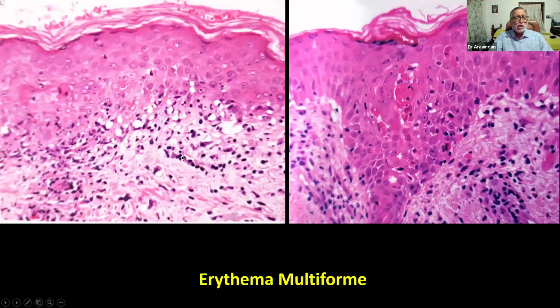Another condition where you can get a lot of vacuolar degeneration, along with many apoptotic keratinocytes. See, you can see a lot of apoptotic keratinocytes all around, not just in the basal layer, even above, and vacuolar degeneration. And here you find apoptotic keratinocytes around the sweat duct. See, this is the acrosyringium. And around the acrosyringium, you find apoptotic keratinocytes. This is classical of erythema multiforme. So that is another condition which can produce this change.